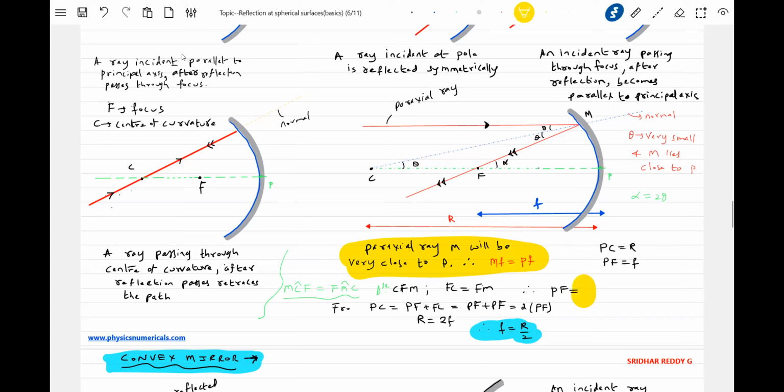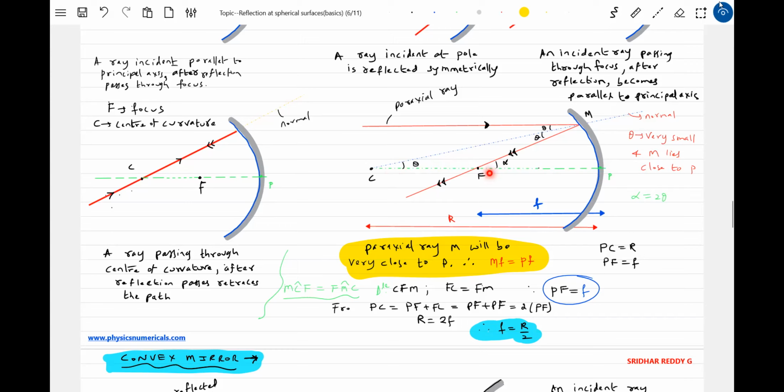So PF is in fact equal to MF. Here, MF is equal to PF because of the paraxial ray. From this isosceles triangle, MF is equal to FC. Okay, let me write. What is PC equal to? PC is equal to PF plus FC.